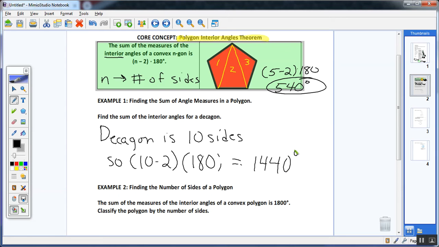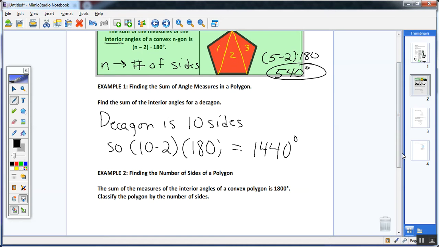Okay. What do you guys think? You okay with that? Any questions about that? Again, why 8 times 180? Why not 10 times 180? Because 10 minus 2 is 8. Yep, take the number of sides minus 2. You bet. Okay. All right.